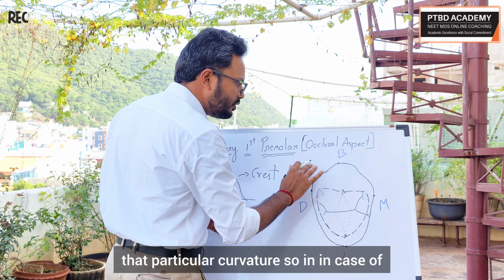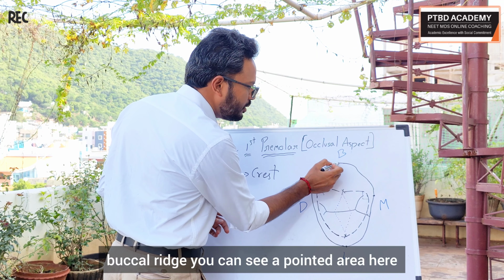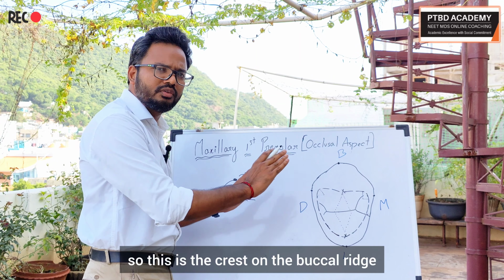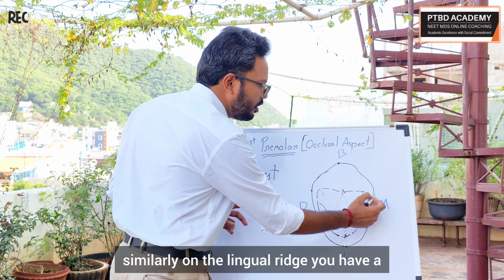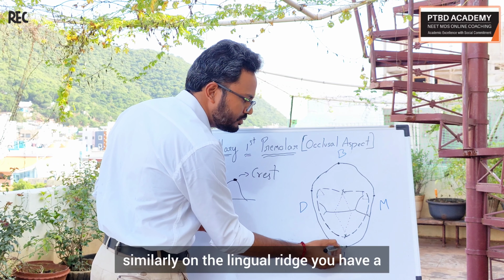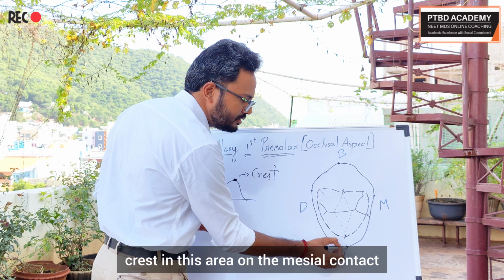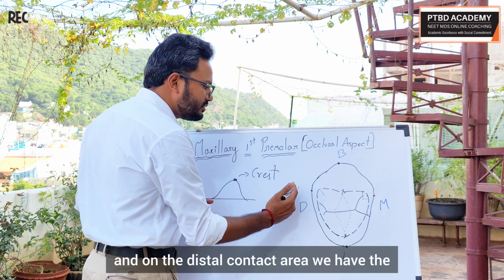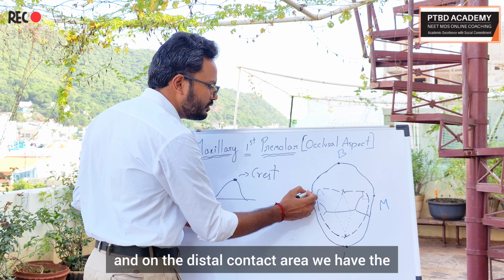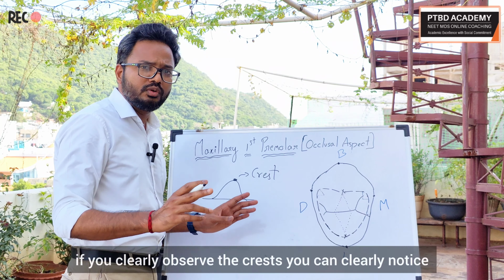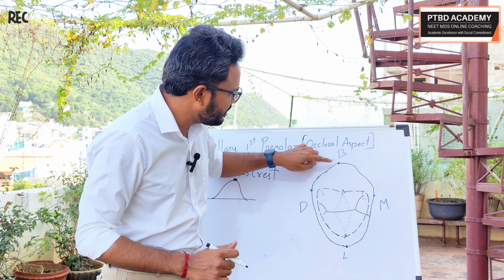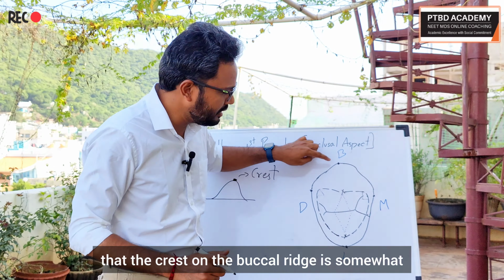So in the case of the buccal ridge, you can see a pointed area here. So this is the crest on the buccal ridge. Similarly, on the lingual ridge, you have a crest in this area. On the mesial contact area, this is the crest we have, and on the distal contact area, we have the following crest.